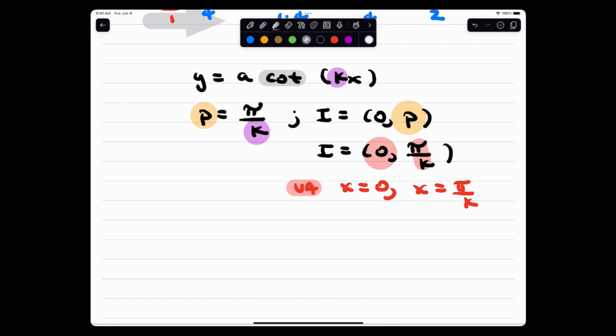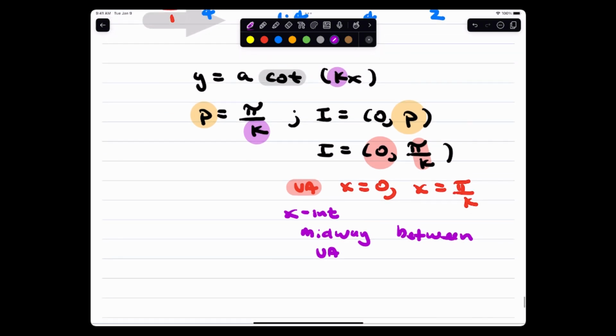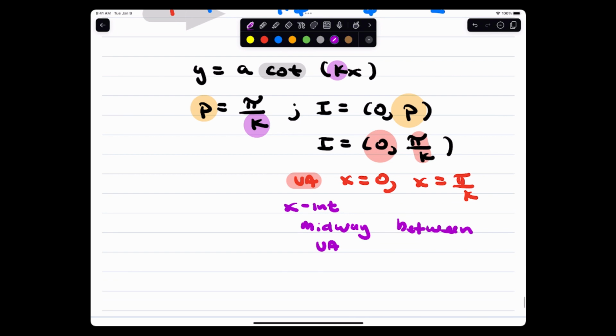And then that's going to affect the x-intercept. I'm going to share with you guys again. You say, well, how am I going to get the x-intercept? Well, I'm going to describe it for you guys now right here. The x-intercept, so you guys know, is midway between the vertical asymptotes. We're going to see that.